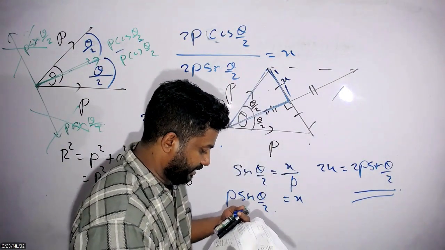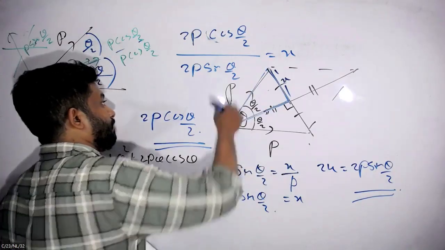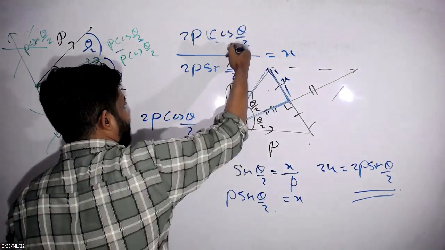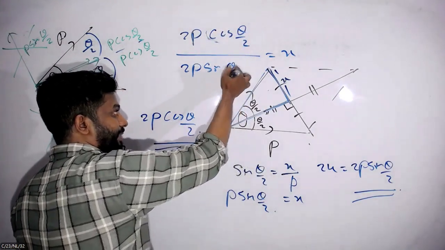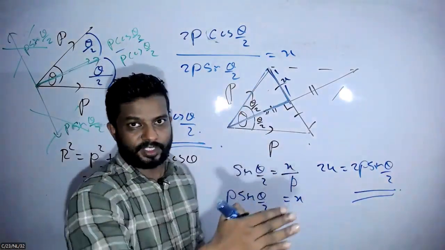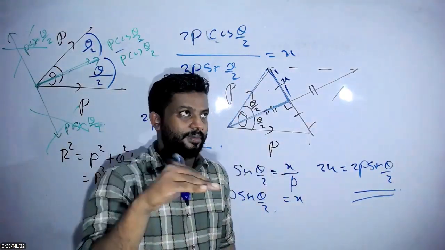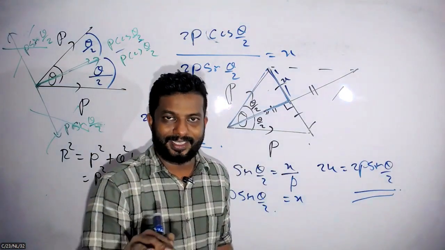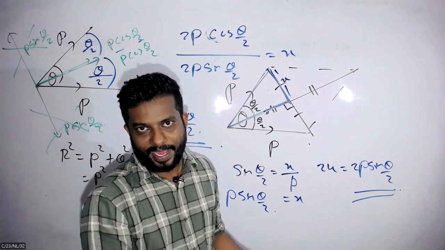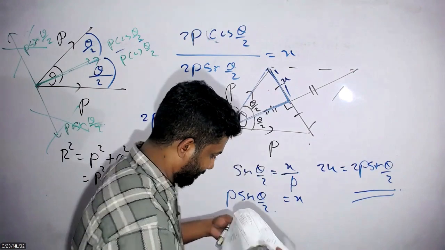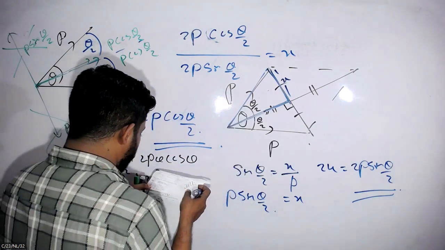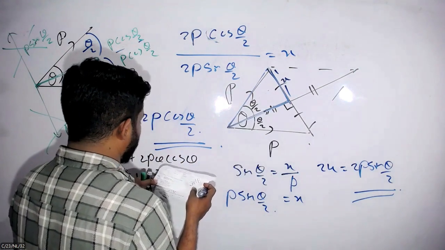x doubles when theta is doubled. It doesn't come from theta, it is the cos ratio of theta. It doesn't come from theta, it is a sin ratio. So we can't say how it changes when theta doubles. We can't give a proper answer to that. Got it? Then third one, x doesn't change when p doubles. Third one is the answer.